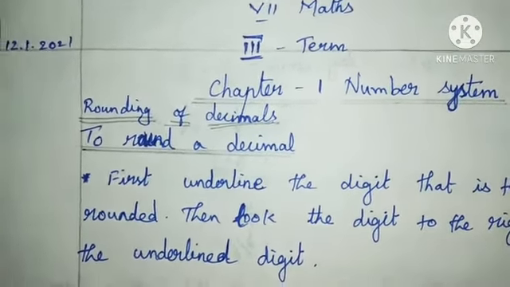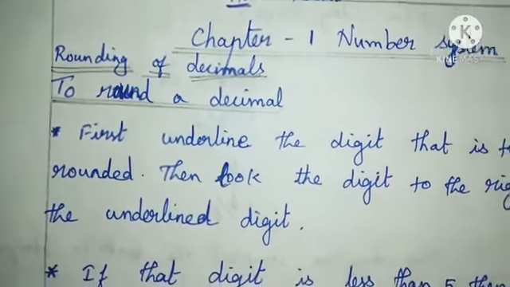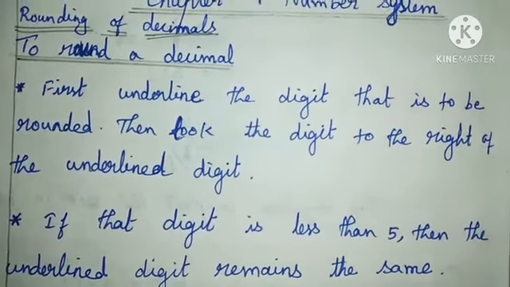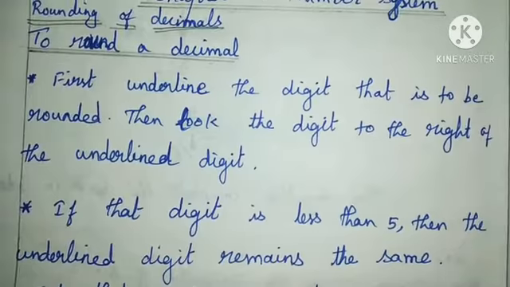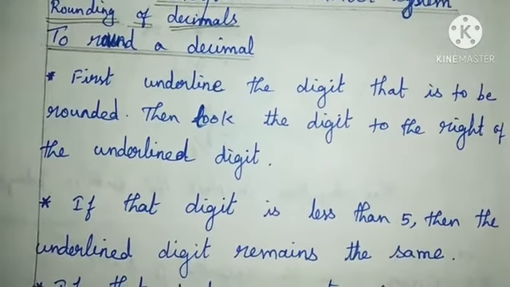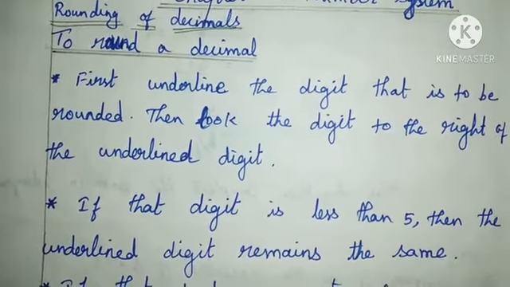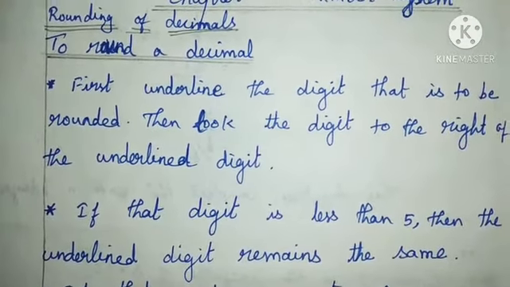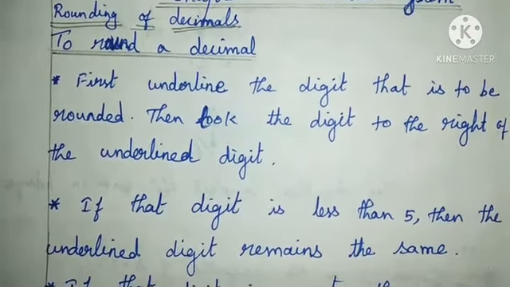In this chapter we are going to learn about rounding of decimals. Rounding of decimals is really useful for estimating amounts of money, duration of time, measures of distance and many other physical quantities. Now let's see how to round a decimal.